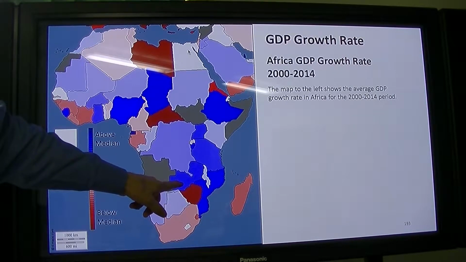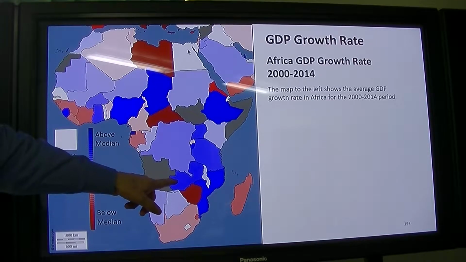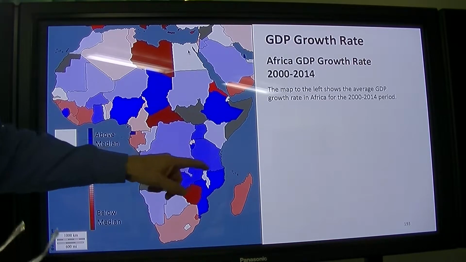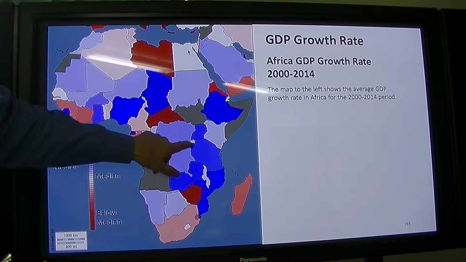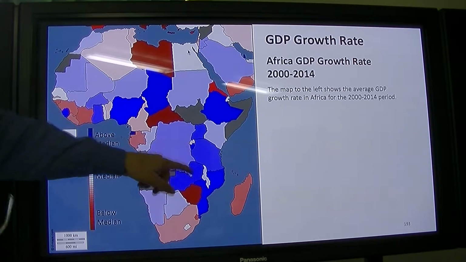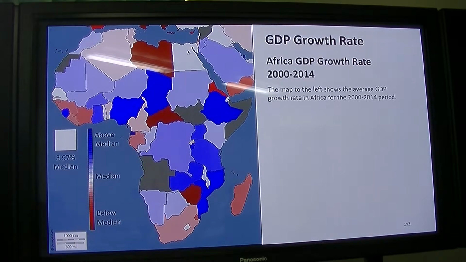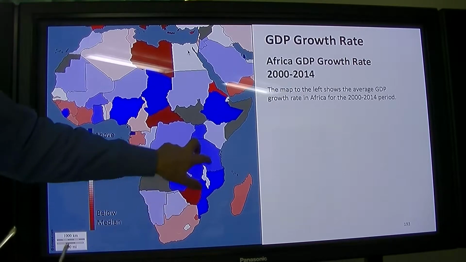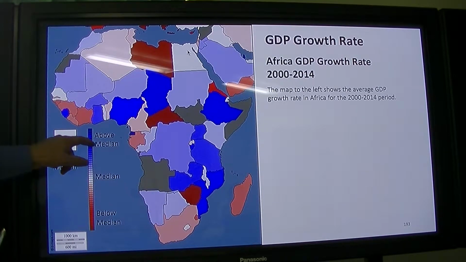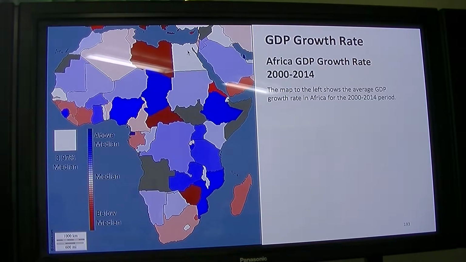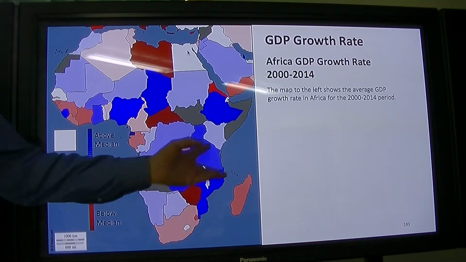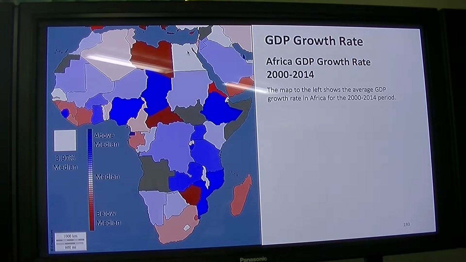Mozambique, Zambia. We've talked a bit about Zambia. Ethiopia, Uganda, Rwanda, and Tanzania. There's Kenya. All of these have had above average growth rates, and some of them quite well above. So these are countries where people are experiencing an increase. These are some of the significant areas of the world where poor people are seeing an improvement in their living standard.